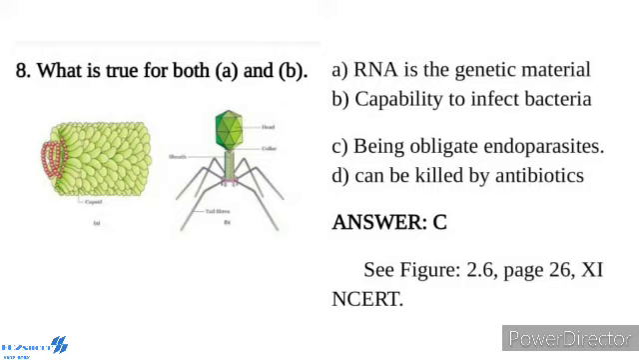Question number 8. Shown in the diagram, A is tobacco mosaic virus and B is bacteriophage. The question is, what is true for both A and B? Shown in the diagram A, tobacco mosaic virus. Tobacco mosaic virus consists of two major parts, nucleic acid and capsid. The nucleic acid is RNA. The capsid is made of protein. The infectious nature of the viral particle lies in the nucleic acid.